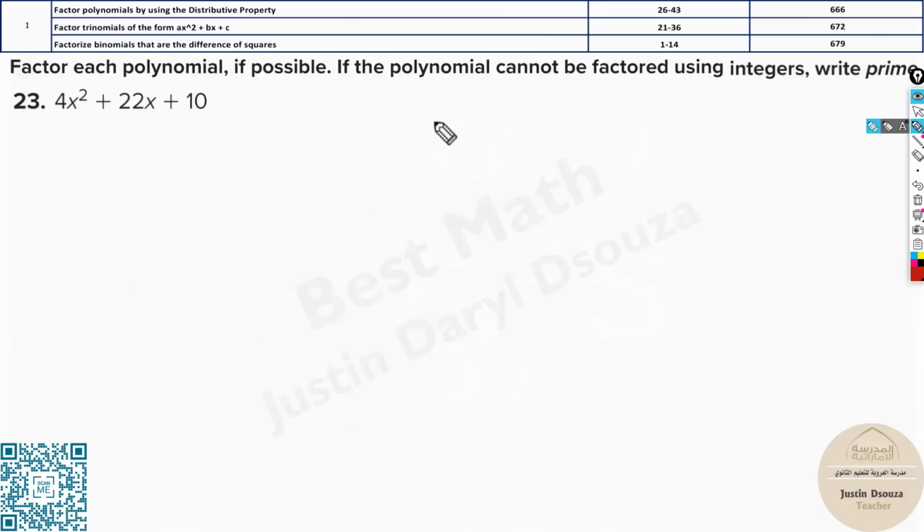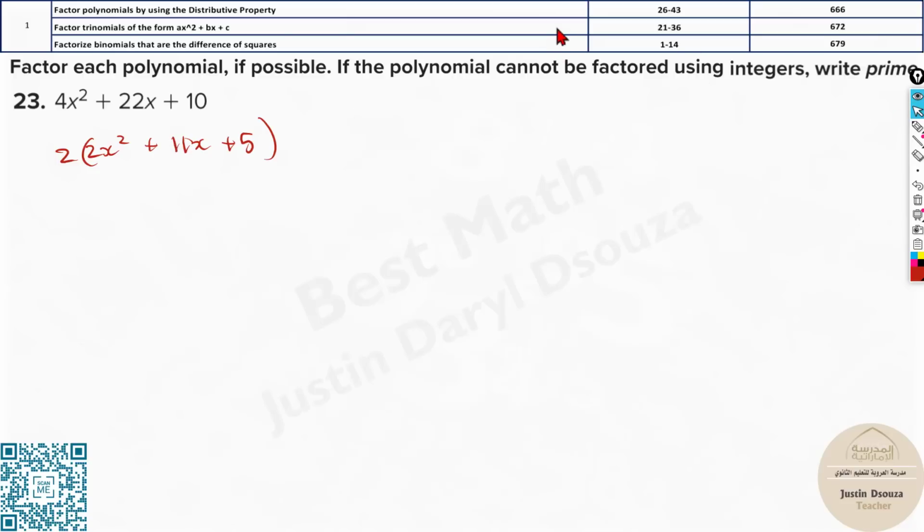Okay, this one is important. Why? Because when I look at the problem, I see there are all even numbers, so I can remove 2 outside. It'll be 2 times x squared plus 11... sorry, 2x squared, 2 times 2 is 4, 11x plus 5. Now we cannot simplify it further, and here we use the calculator.